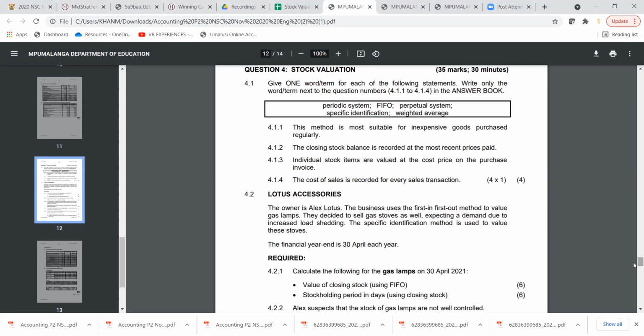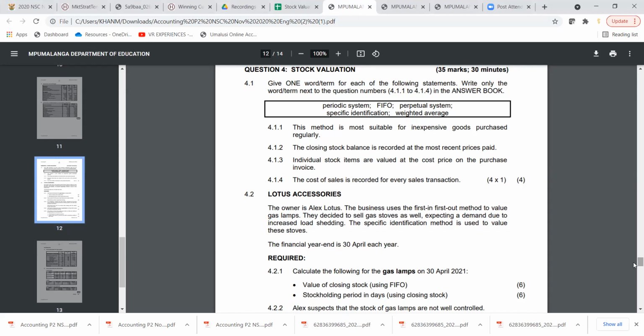For specific identification, the terminology explains it for itself: when we sell a particular item, we use that particular item's cost amount. Okay, so that's basically what we do over there. And you're going to see how we deal with it when we do one of the questions, I think it's gas stoves.